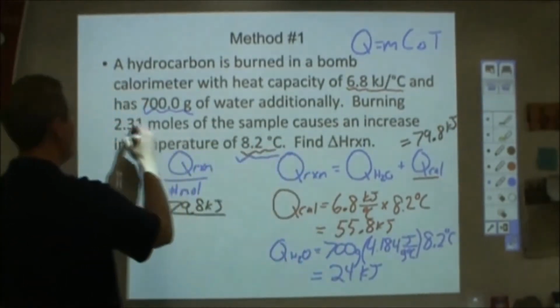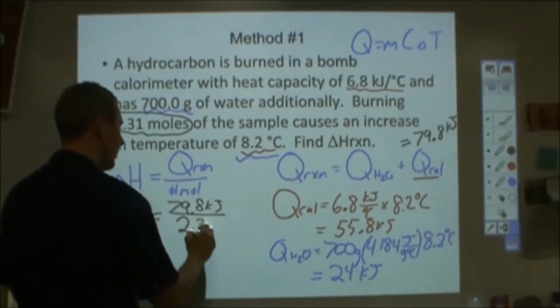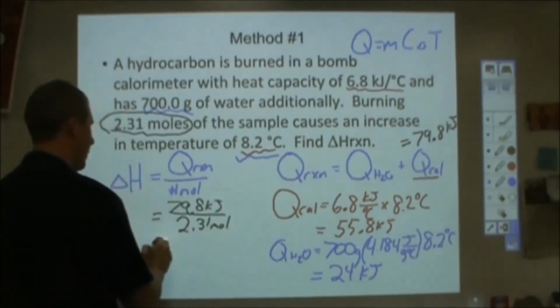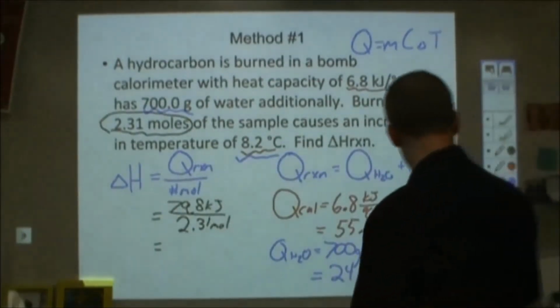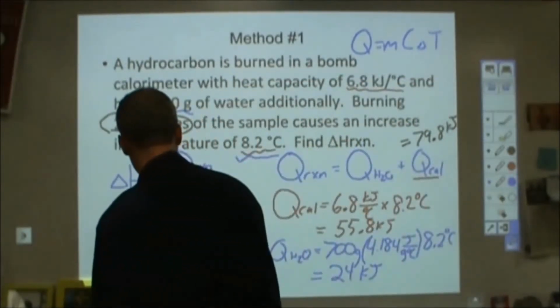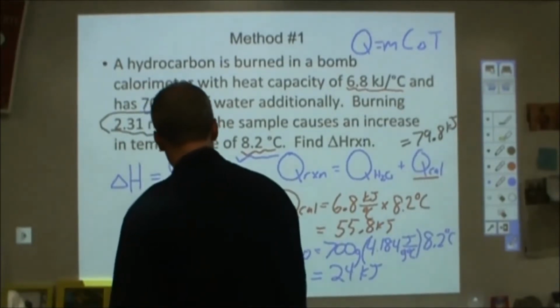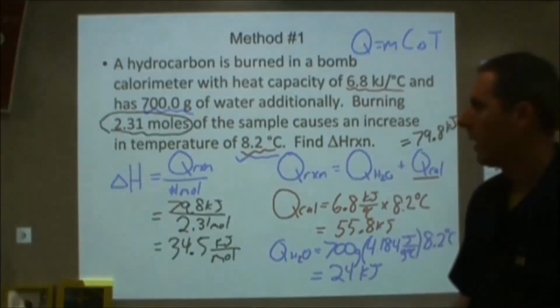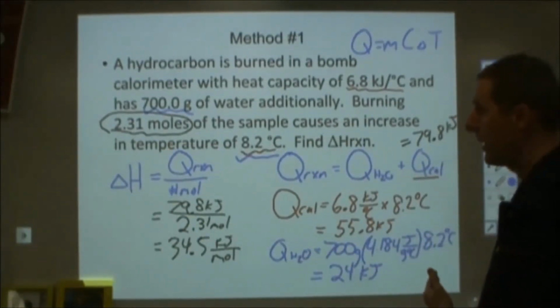and I had 2.31 moles of chemical burned. So all I have to do is divide those 2, and we end up looking at 34.5 kilojoules per mole. Now at the very end of your enthalpy problems you should do something, especially for a problem like this, you should figure out whether the sign should be negative or positive.